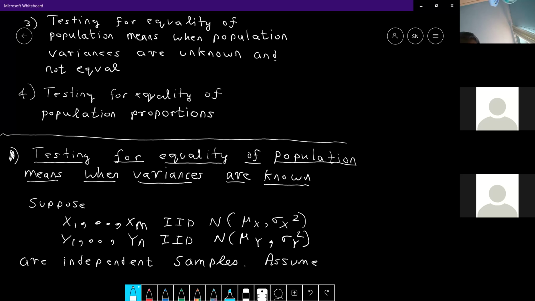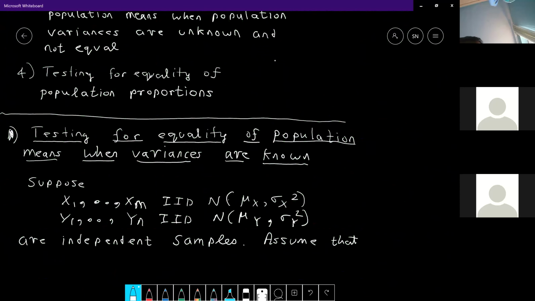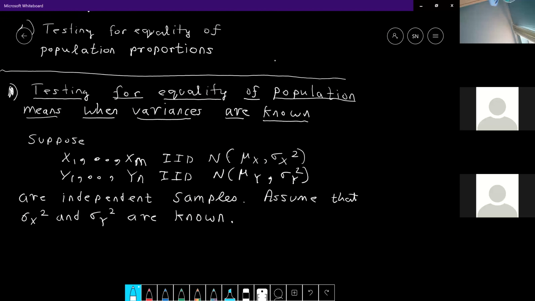We also assume that the population variances, that is sigma x squared and sigma y squared, are known. Okay, so that's what I meant when I said that the population variances are known. I mean, we are assuming that sigma x squared and sigma y squared are known. Now we're going to test for equality of the population means.